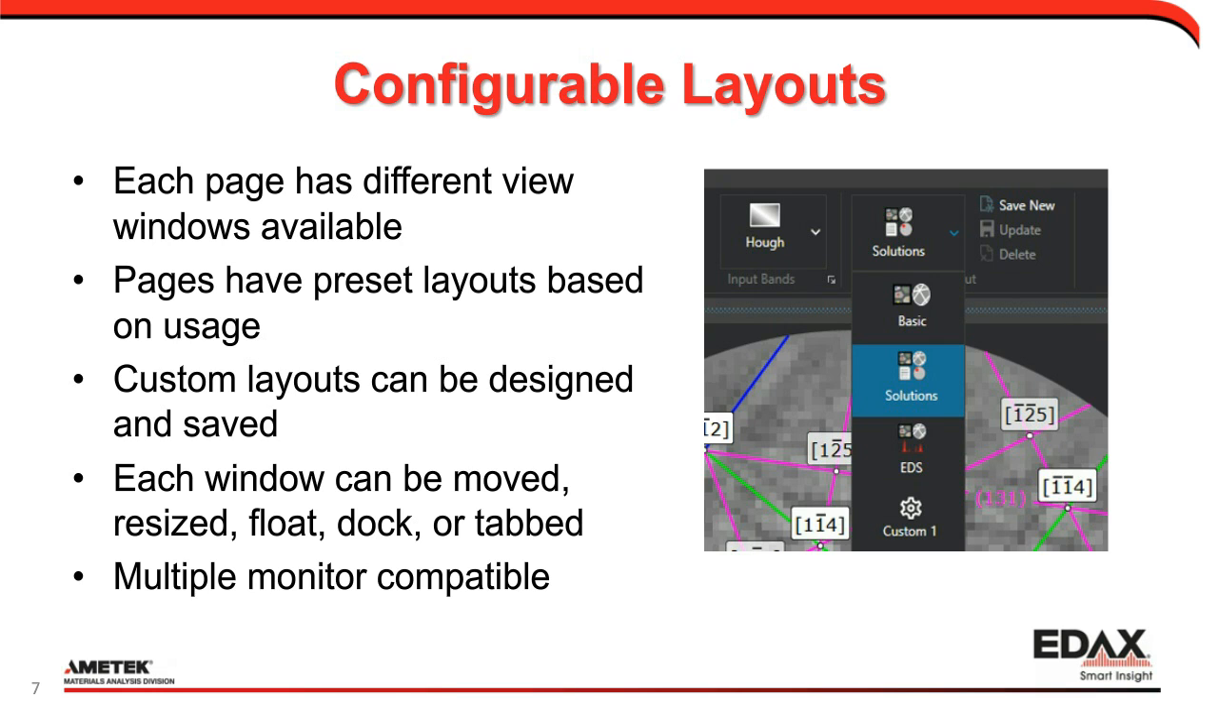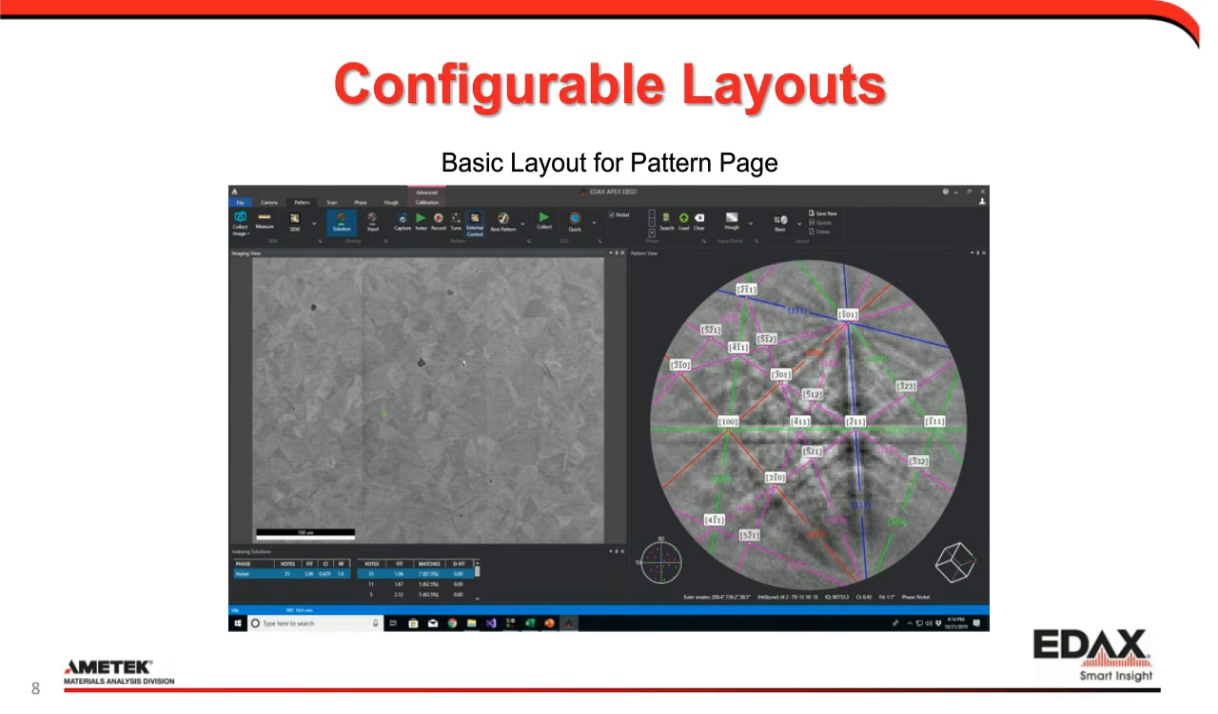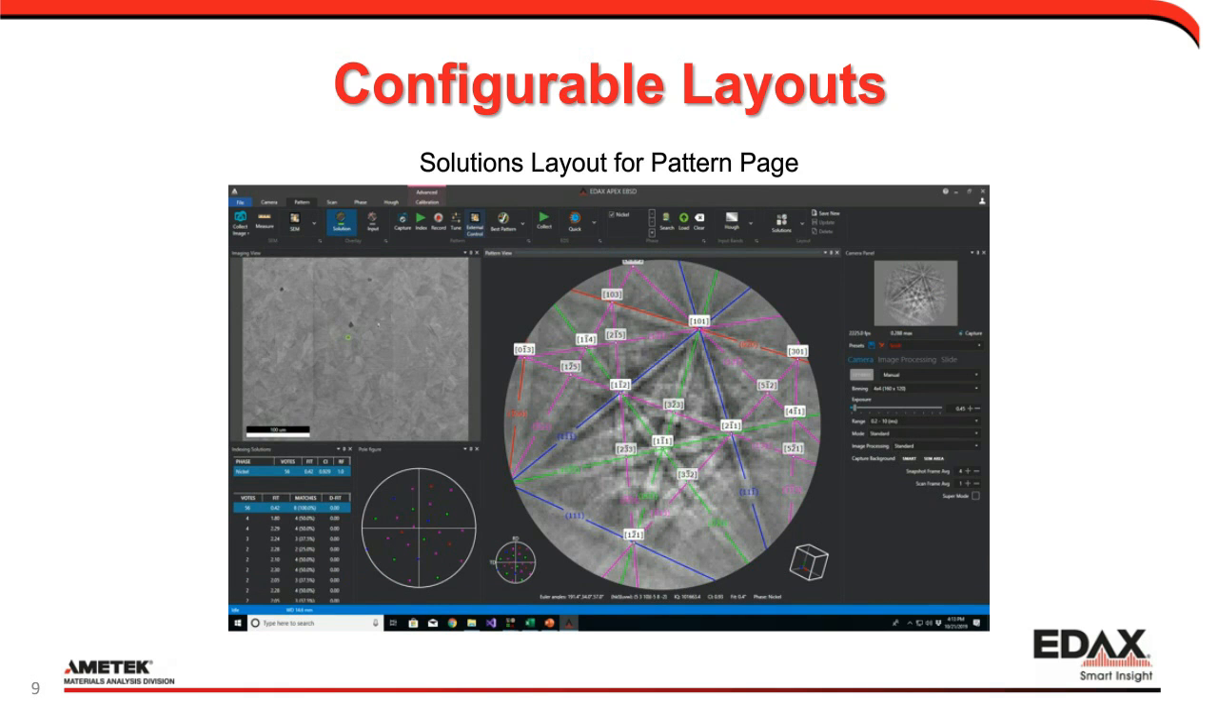And so you're able to configure and save this layout basically how you want it. It can be tailored to your specific needs. So this is just some examples. This is the basic layout for that pattern page, just the general basic information. If we want to go to the solutions page, we get a little bit more information. We start getting a camera control view. We get a pole figure view.